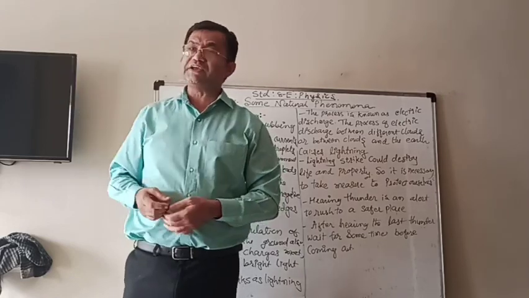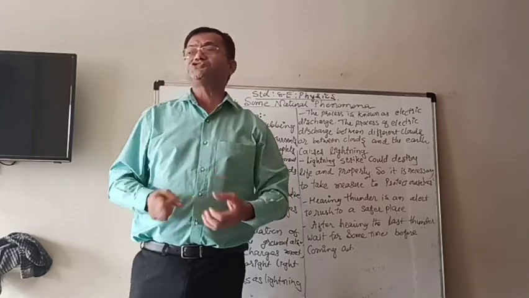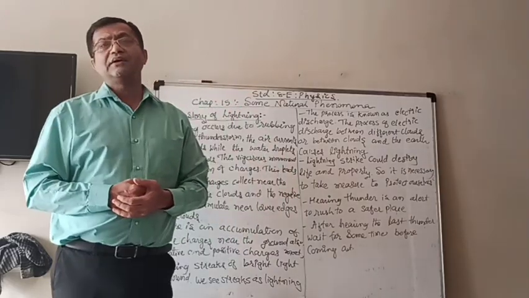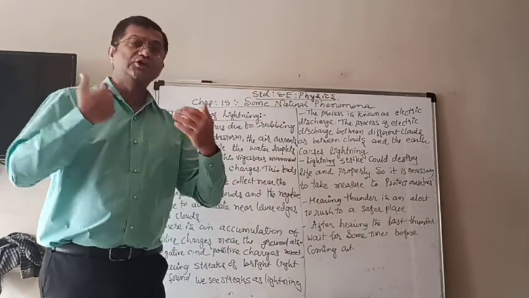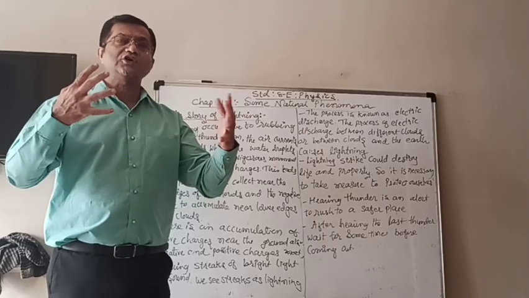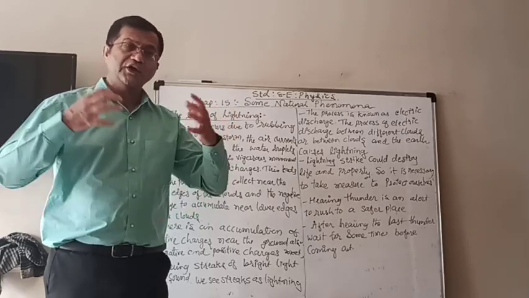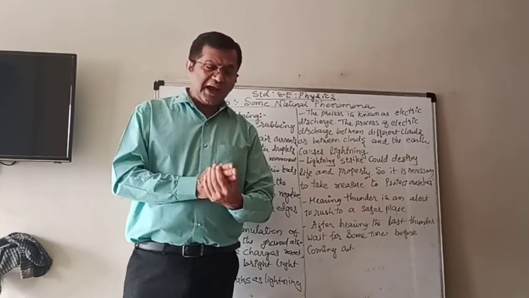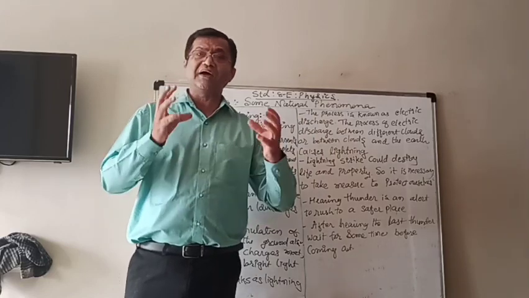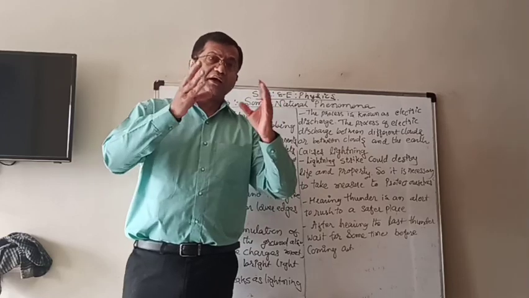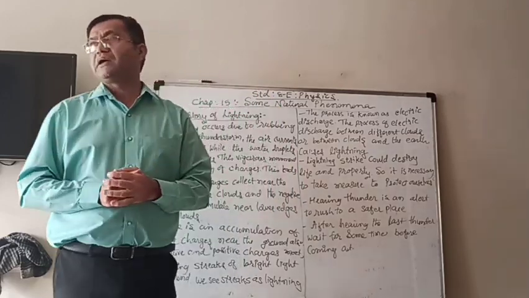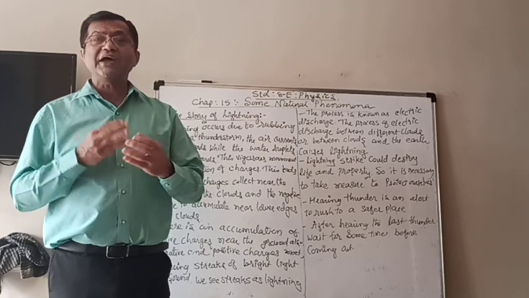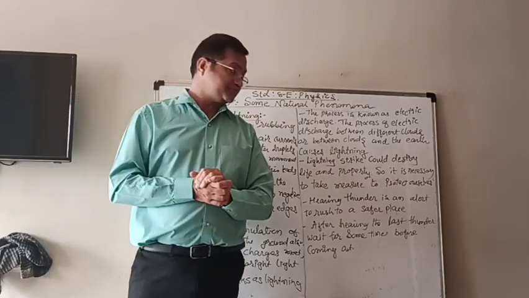It falls on the tree, then the tree also gets burned. It falls on the animals or the human beings, then because of the electric shock, we can also die. So there are so many very, very dangerous effects of lightning, and therefore we have to be very careful.